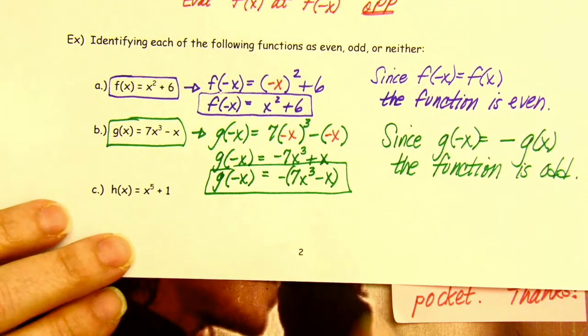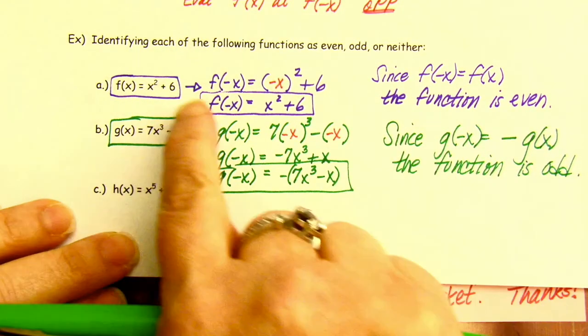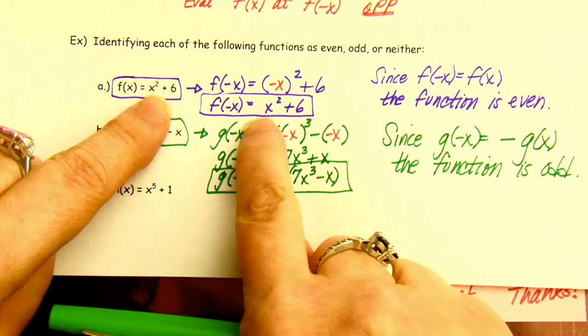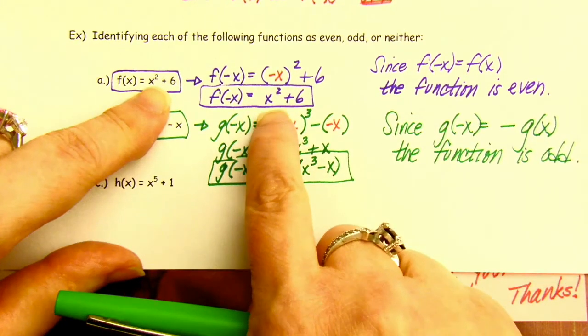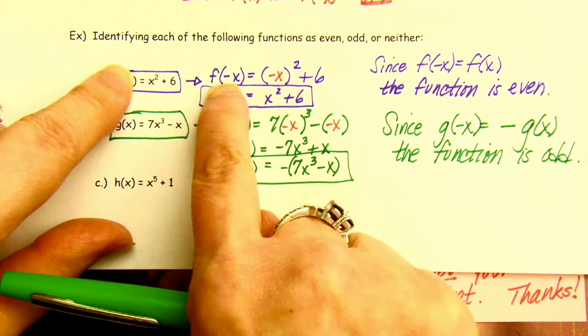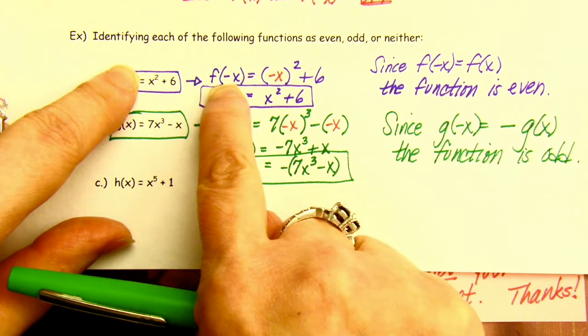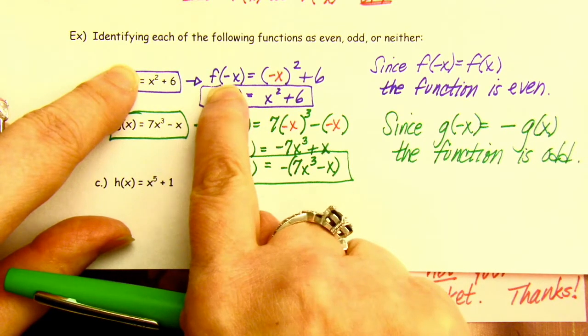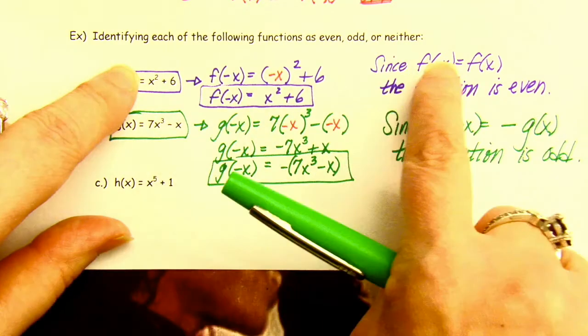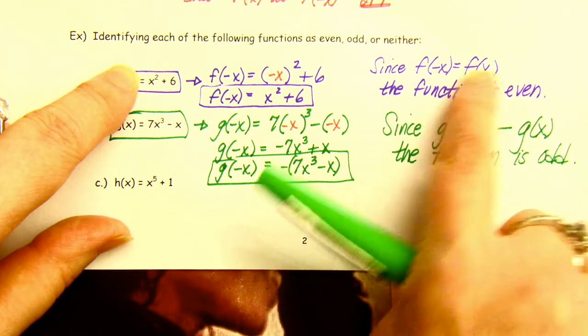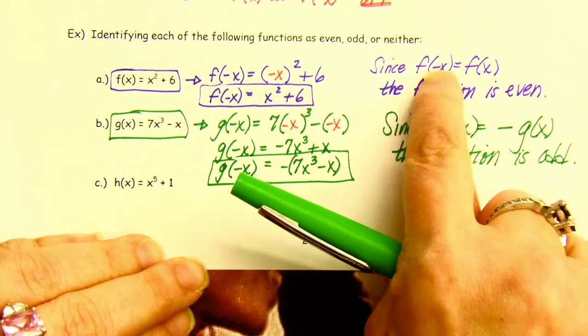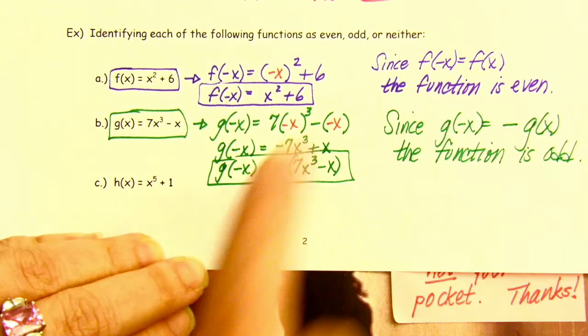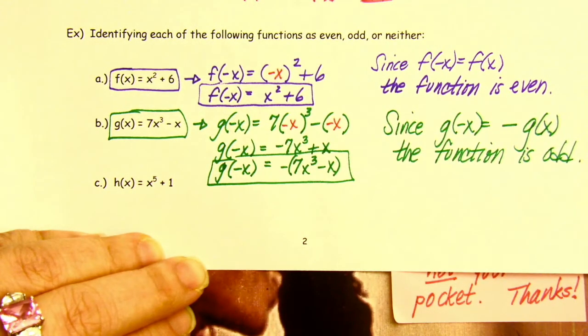All right, so one more time, up here. I compared the two, the output, right? The output is the y. F of x takes the place of y. So I compare the right side, x squared plus, it's exactly the same. So since f of the opposite of x equals f of x, the function is even. Folks, we're saying that when the x's are opposites, the y's are still going to be the same. And that's true with an even function.